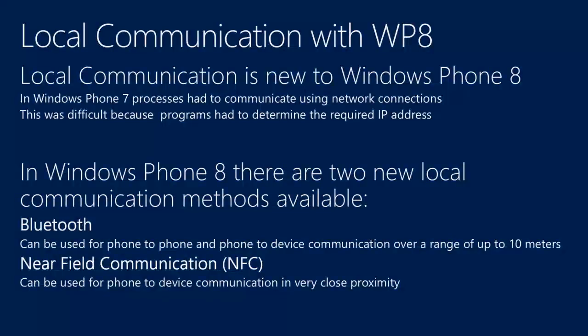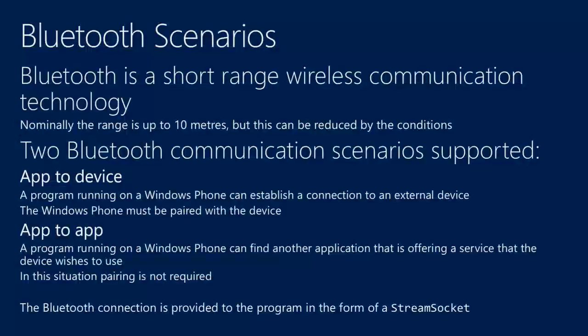So we can now use Bluetooth for near-field communication, up to about 10 meters. And we can use NFC, which is for connections where the devices are only a few centimeters apart. First of all, Bluetooth: a short-range wireless communication technology, up to 10 meters roughly.